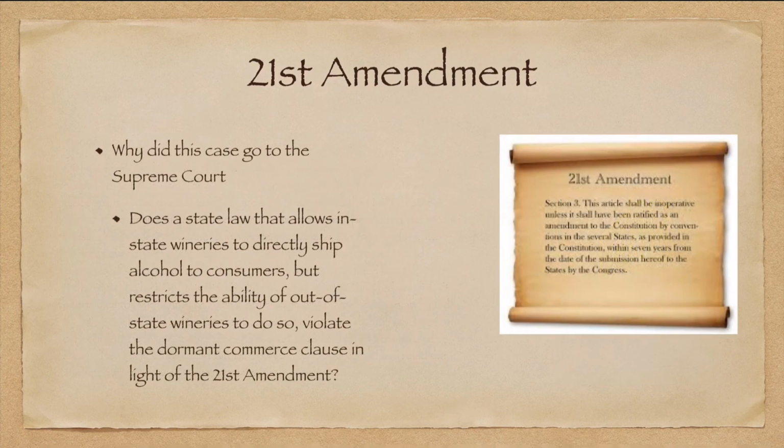Why did this case go to the Supreme Court? Does a state law that allows in-state wineries to directly ship alcohol to consumers, but restricts the ability of out-of-state wineries to do so, violate the Dormant Commerce Clause in light of the 21st Amendment?